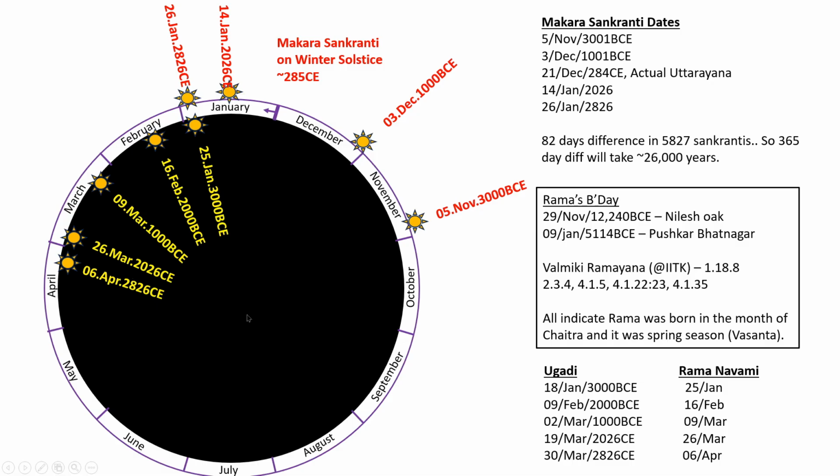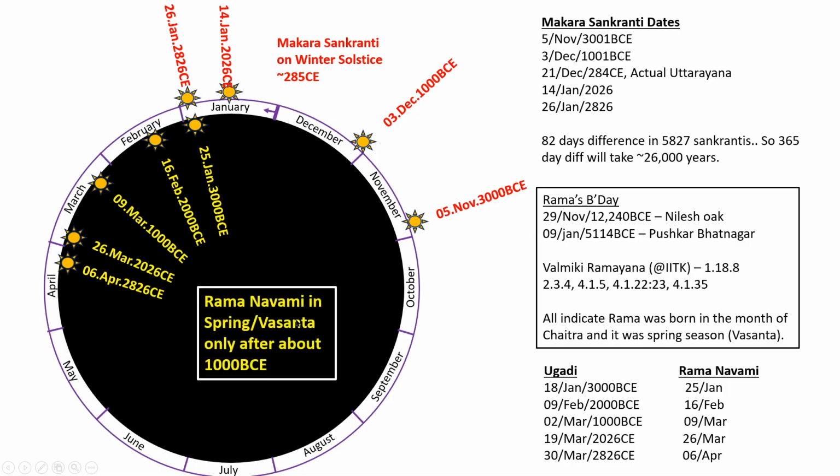So if Rama was born in Chaitra, which was the spring season, according to the stories, it is possible only after about 1000 BC, because this is now March 9th. Maybe somewhere here, the middle of March, he would have been born. That will be like a proper springtime. So maybe after 1000 BC, 500 BC, somewhere around that, might be the date of Rama's birth. So these things show the seasonal drifts in the Hindu system.